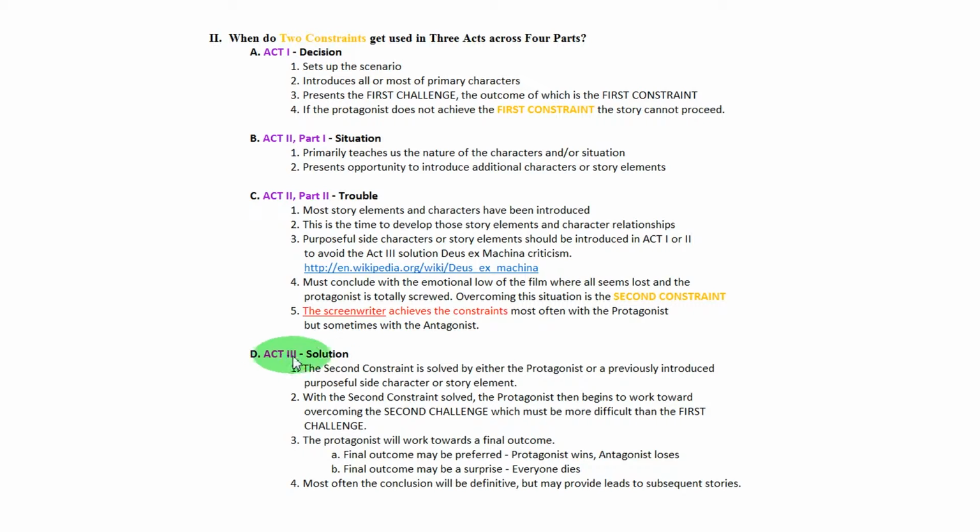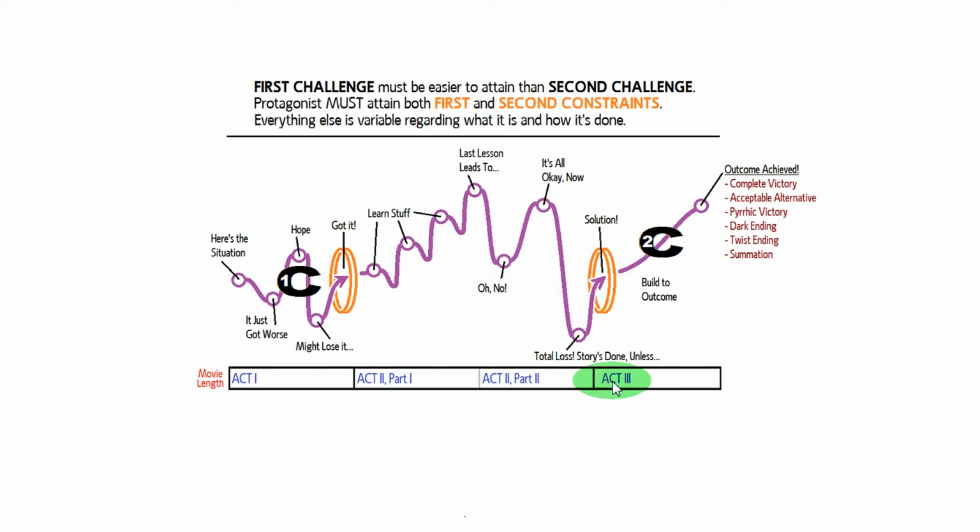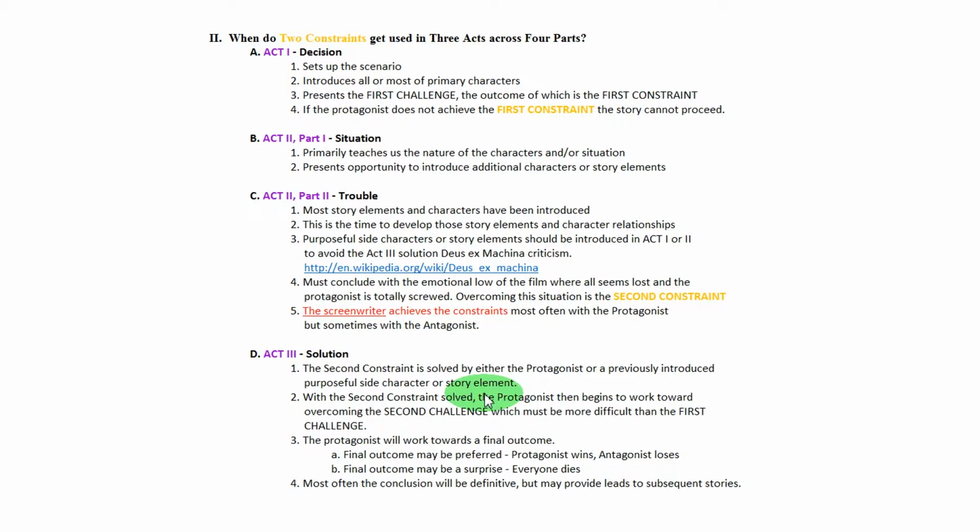And last is Act 3, the solution. The second constraint is solved by either the protagonist or previously introduced purposeful side character or story element. If you pull something out of the sky, that is called the Deus Ex Machina, and is looked down upon. Try to avoid doing that.